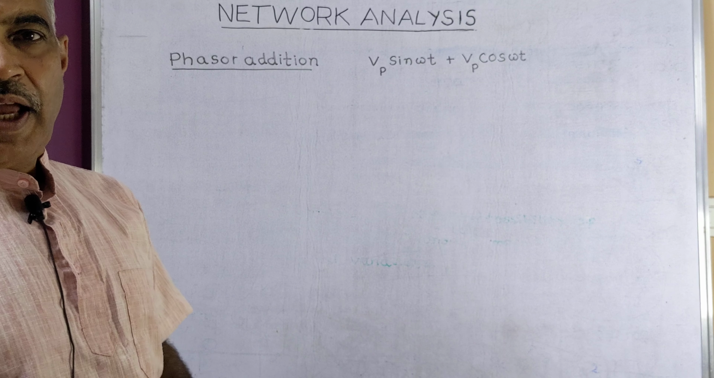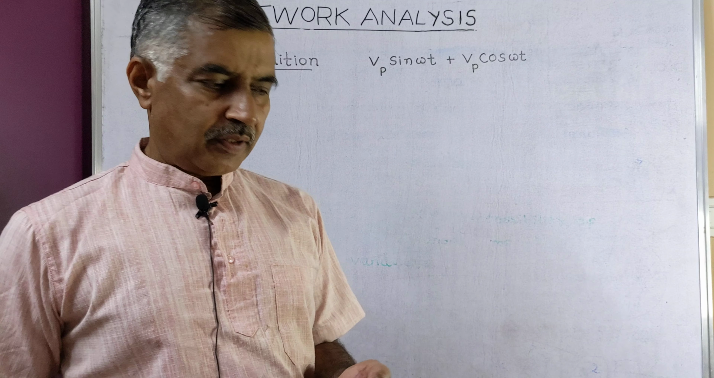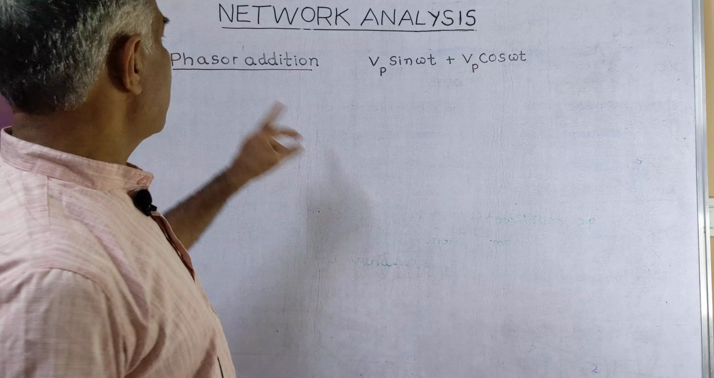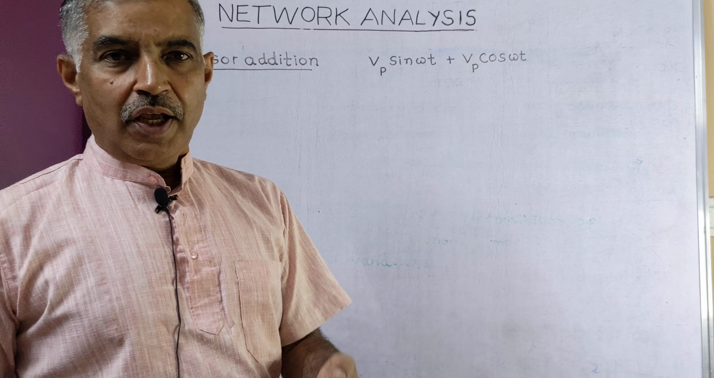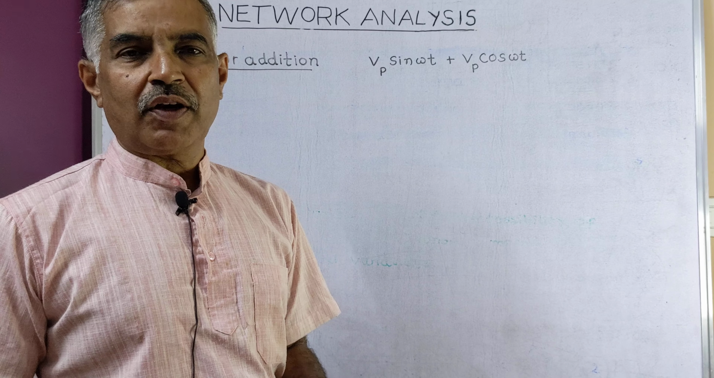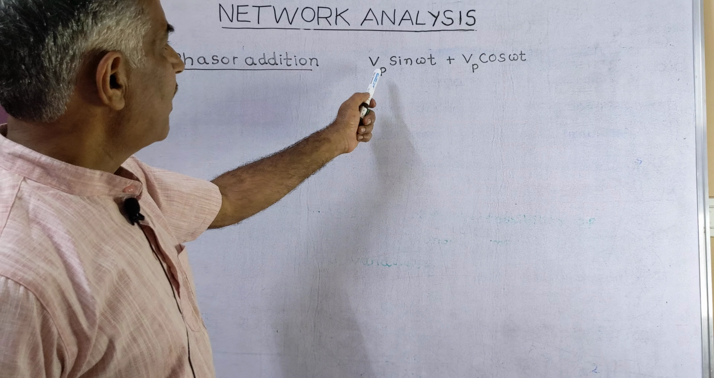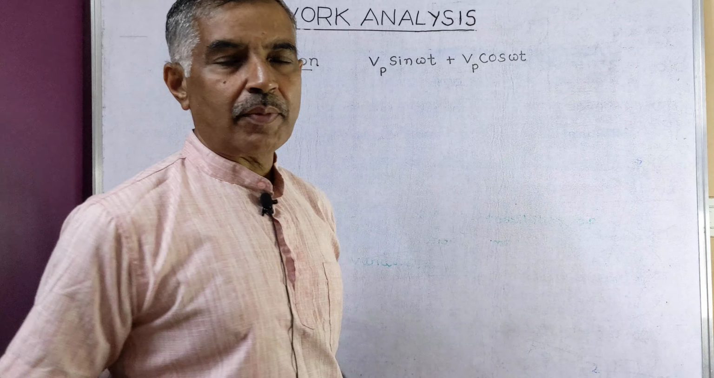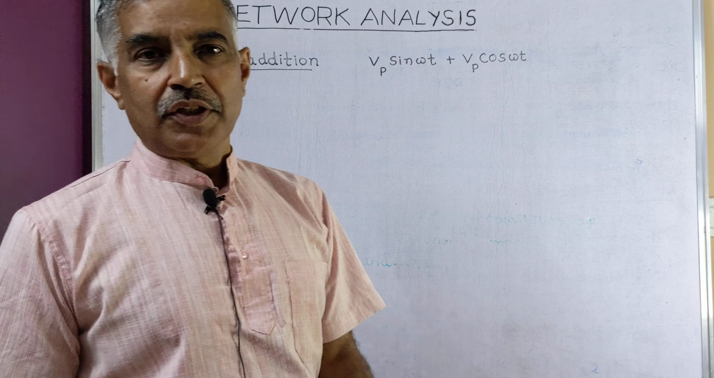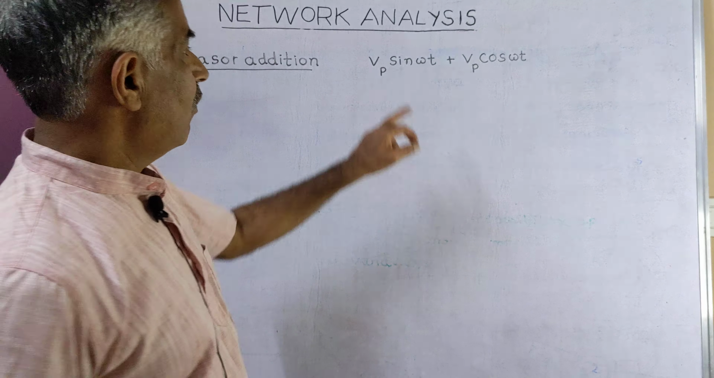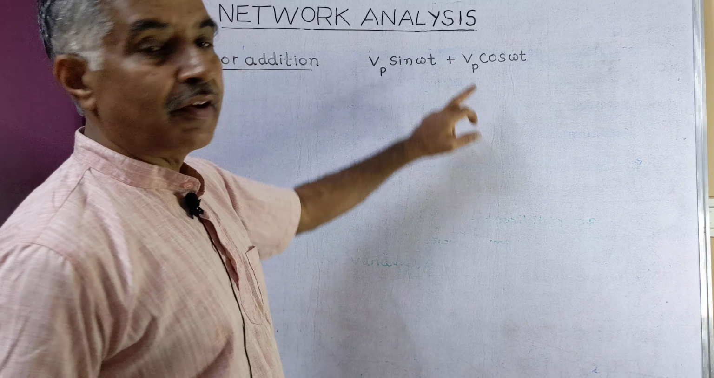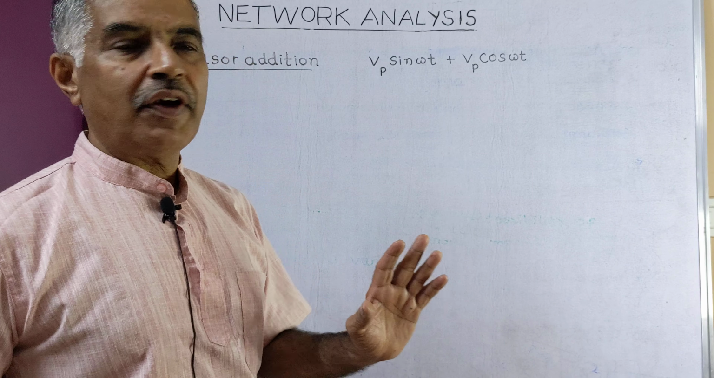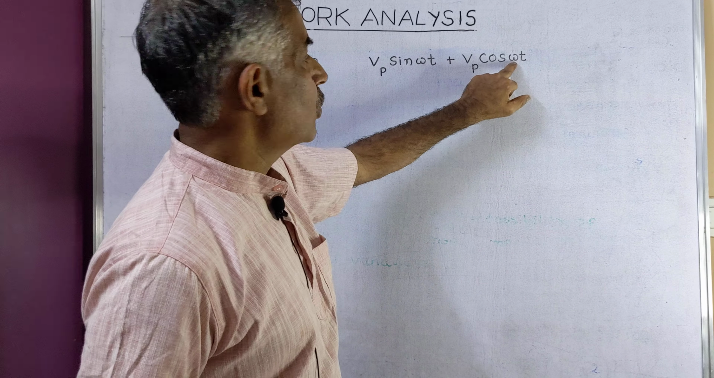Now, having understood the phasor concept, we shall use phasors effectively. First, I will take up what is known as phasor addition and how to add waves in the form of phasors. As an example, I have taken Vp sin omega t plus Vp cos omega t. Suppose we have to add these two waves. One point, keep it in mind: while adding the waves, I have maintained the same omega, not different omega. Here also omega, here also omega.